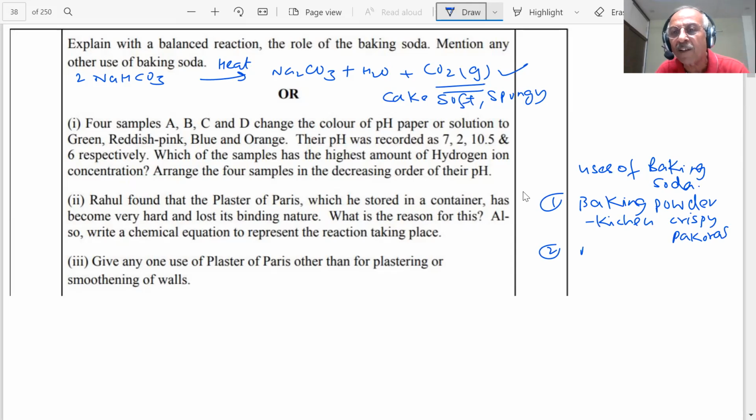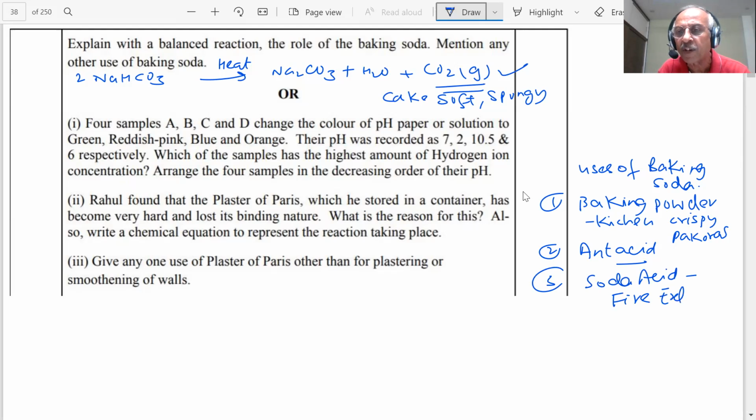And student, it is also used as an antacid. Baking soda, and Eno salt also, contains this sodium hydrogen carbonate because it is a weak base, student. If excess acid is there, it will neutralize it. Therefore, it can be used as an antacid. Further, it can be used in a soda acid fire extinguisher. So these are the uses of baking soda.